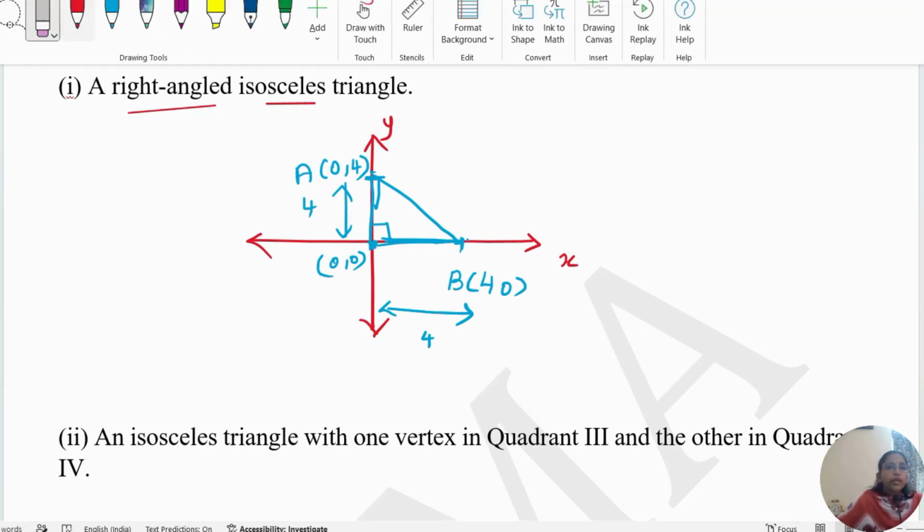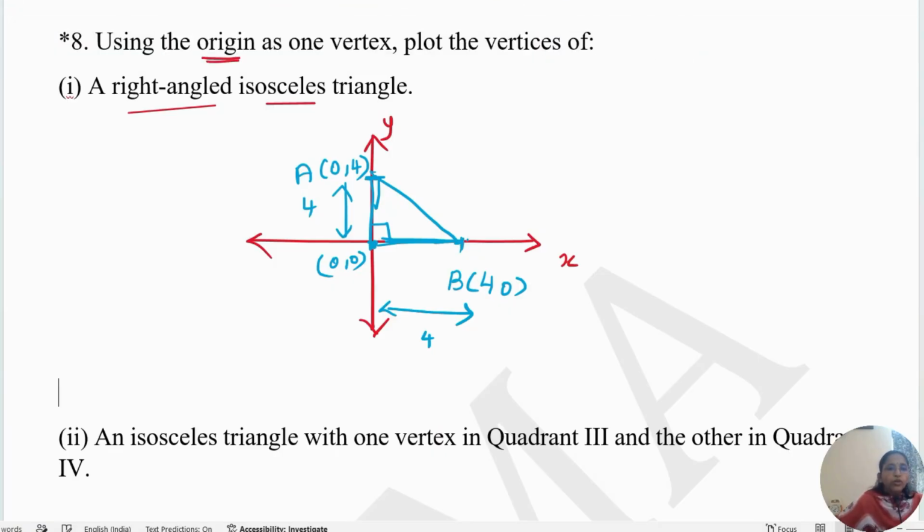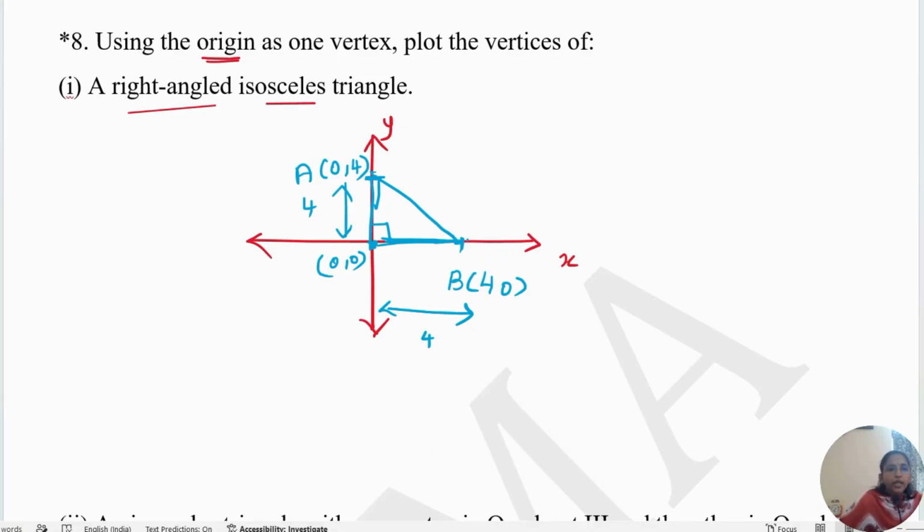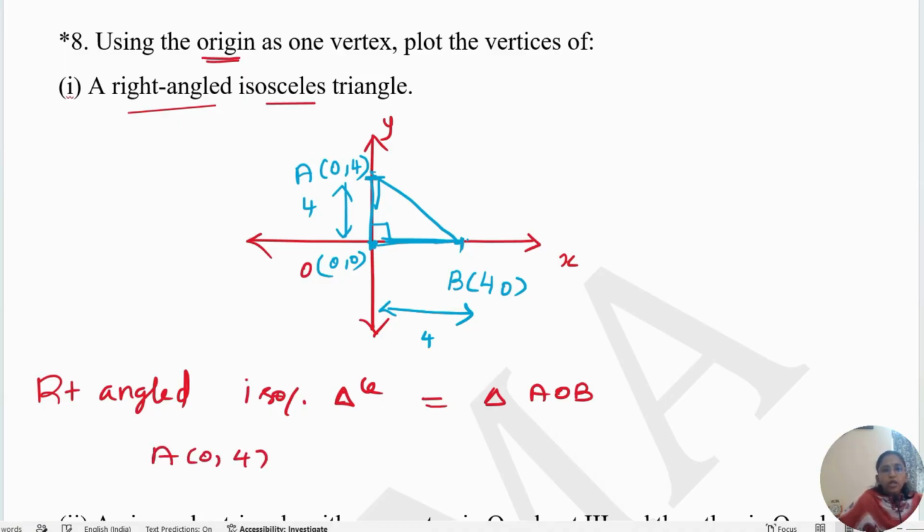Okay, so now you can write your vertices. So you have your triangle as a right-angled isosceles triangle. So that is here triangle AOB. So this is our O point. So AOB. A is 0 comma 4 and O is 0 comma 0 and B is our 4 comma 0. So these are all the coordinates of our right-angled isosceles triangle.